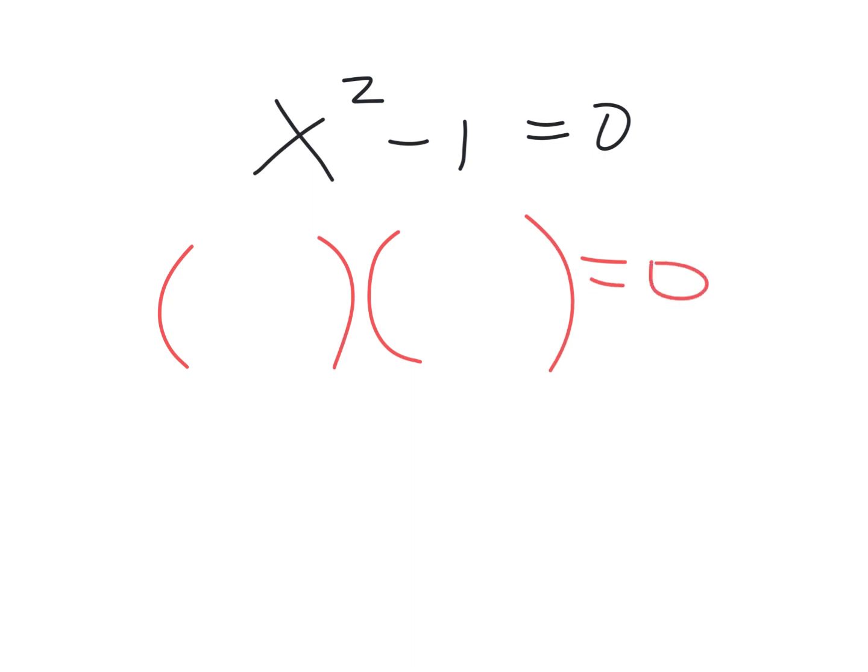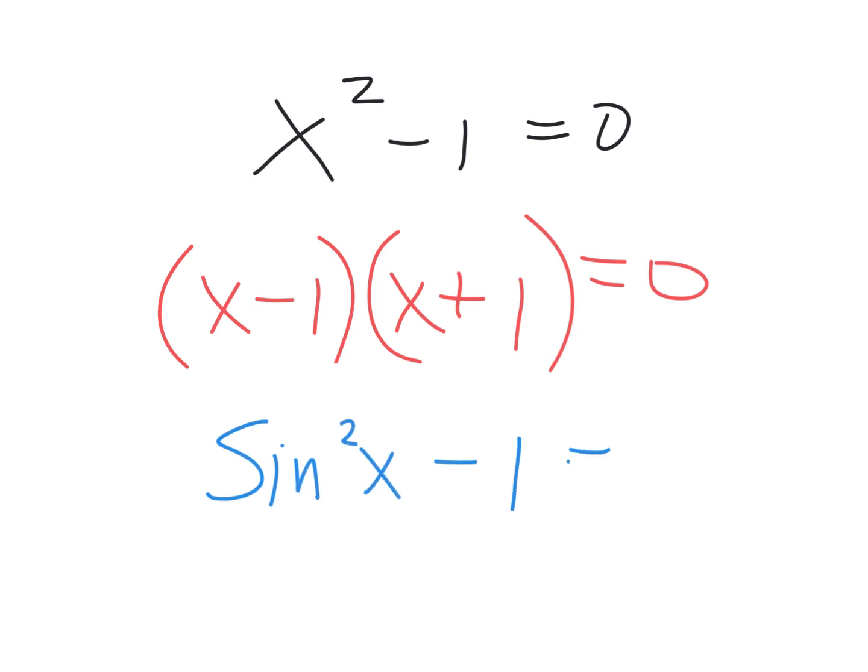Ava, you got this? What is it? Yep. And it doesn't matter which order you do it in, but there has to be one minus and one plus. Does that make sense? So then, sine squared x minus 1 equals 0. It's amazing how kids are like, I have no idea how to factor that. It's the same thing. It just has the letters or the word sine in it.